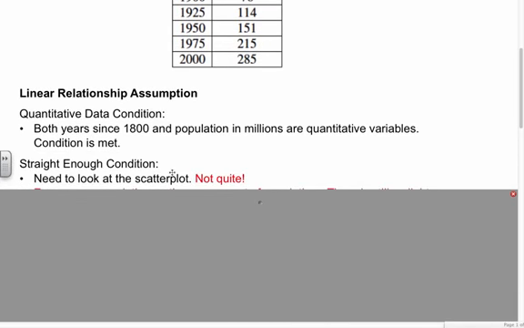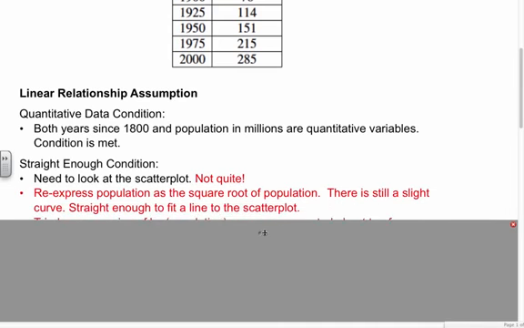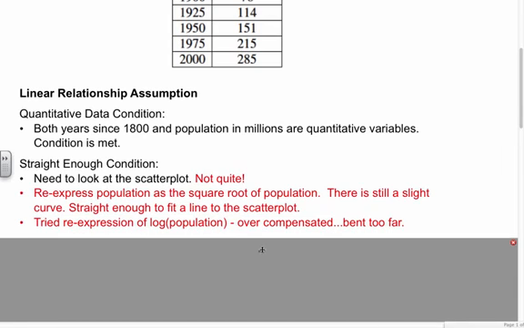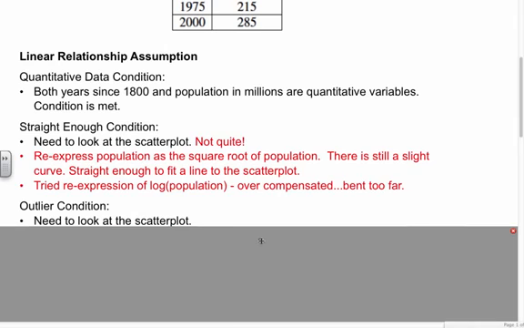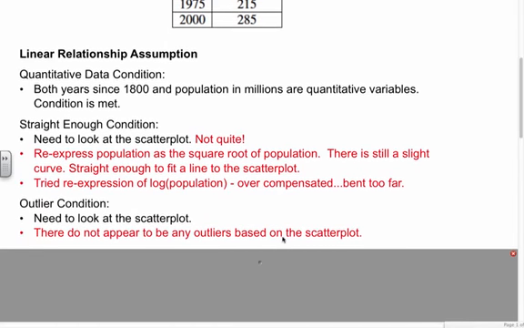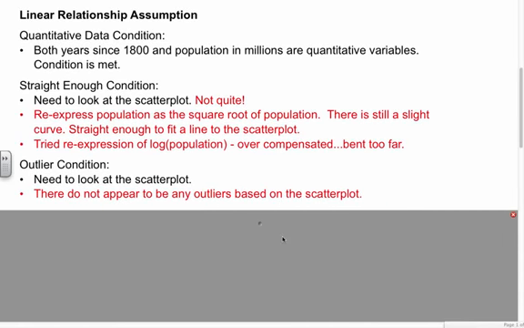Well, we looked at first and we said the scatter plot wasn't quite straight enough. So then we re-expressed these data. And basically we re-expressed the population, using the square root of population. There was still a slight curve, but it was straight enough to fit a line to it. Then we tried re-expressing using the log of the population, which overcompensated for the bend, and we went too far. So therefore the better model was to go back to the square root of the population. Now when we look at our outlier condition, it did not appear that there were any, so therefore we had to just continue.